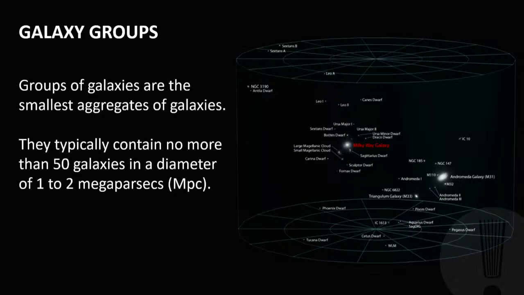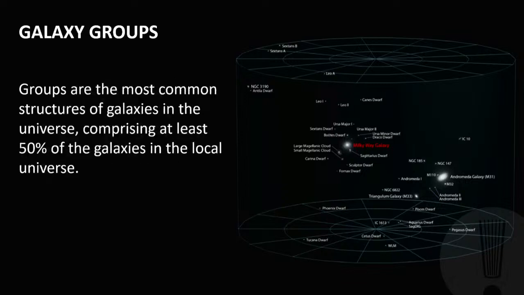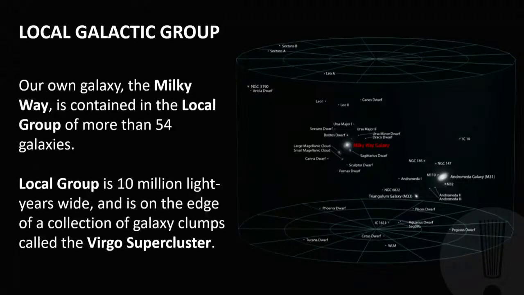So we're in a galaxy, the Milky Way, right? Well, our galaxy is part of a galaxy group. Galaxy groups are groups of galaxies that are the smallest aggregate unit of what astronomers, when looking at the night sky, typically contain no more than 50 galaxies in a diameter of 1 to 2 megaparsecs. These groups are the most common structure of galaxies in the universe, comprising at least 50% of the galaxies in the local universe. Now, our local galactic group contains our own Milky Way galaxy as well as 54 other galaxies. That's what we call our galaxy group, the Local Group. It's 10 million light years wide. It's pretty big, and is on the edge of a collection of galaxy clumps called the Virgo Supercluster.